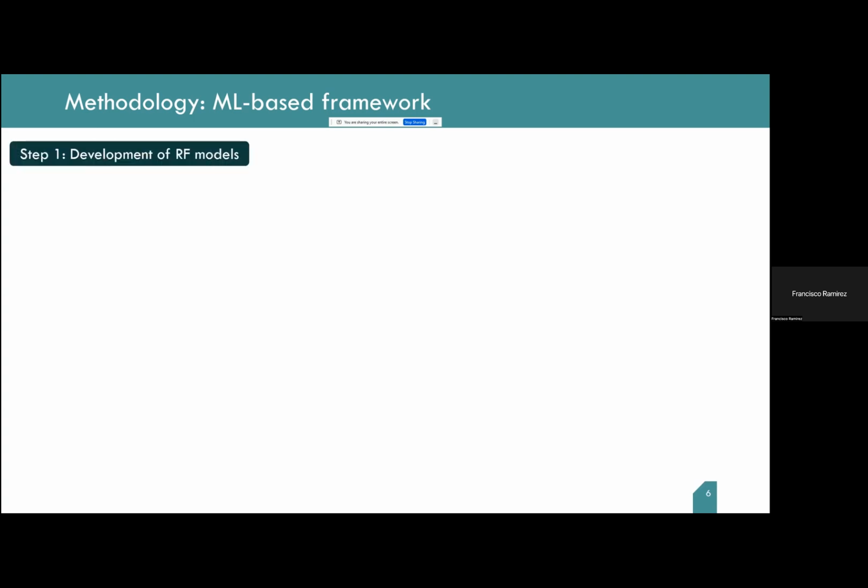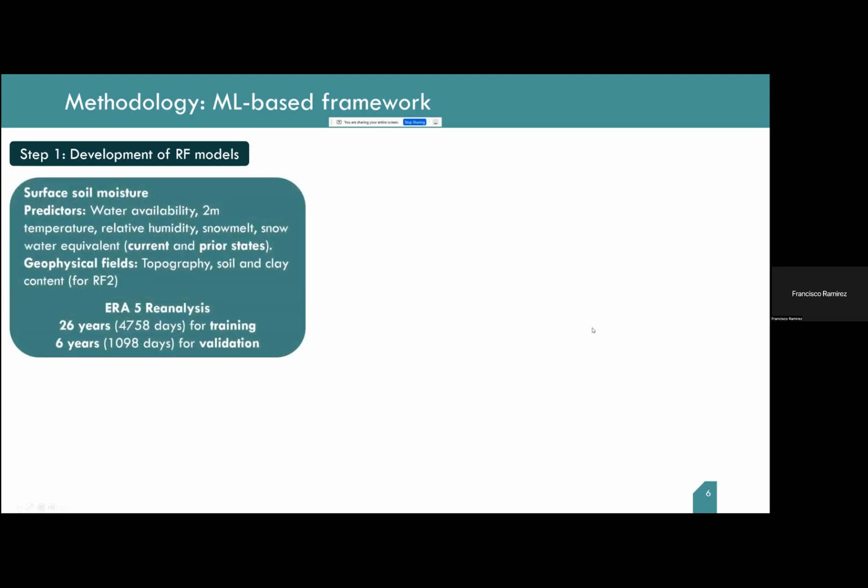Okay, now for some details on the framework. The development of the random forest models relies on the observation datasets being as accurate as possible. In the case of this study, we used Euro 5 reanalysis data. 26 years were used for training the models, and 6 years were set aside for validation. The climate predictors related to surface soil moisture that we used are water availability, defined as precipitation minus evaporation, 2-meter temperature, relative humidity, snowmelt, and snow water equivalent. Additionally, topography, sand, and clay content were used as predictors.